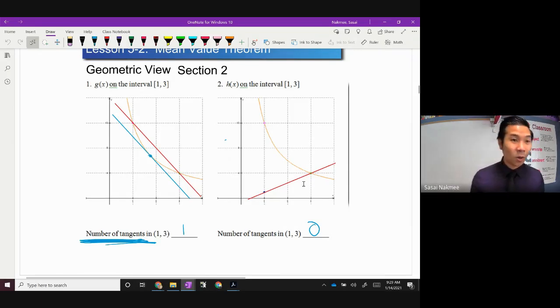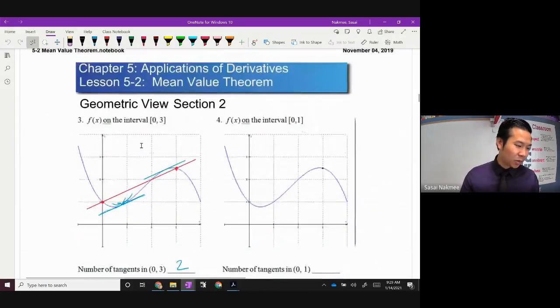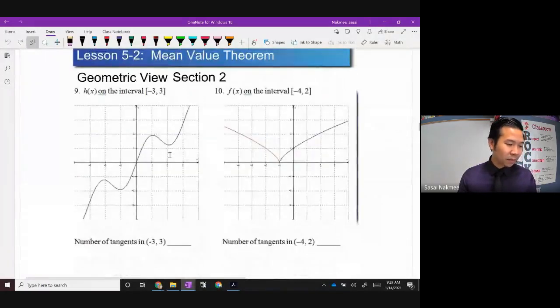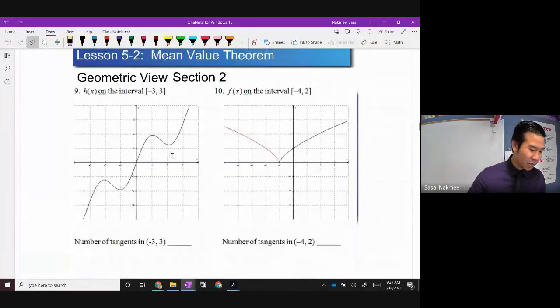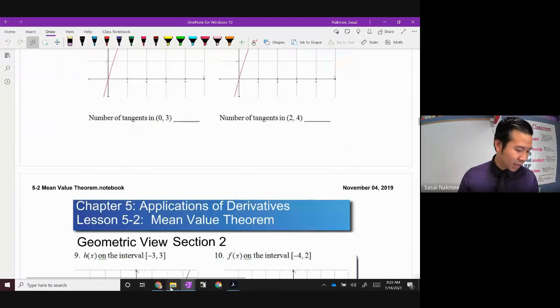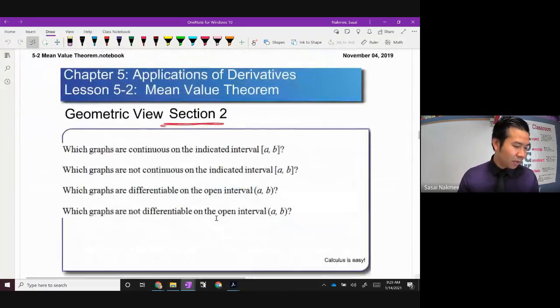And then I had you guys, hopefully you did it for homework, go through from 1 all the way down to 10 and figure out how many tangent lines were there. We're going to go over that as a class. But before that, I want you guys to answer these questions right here. This one doesn't even talk about how many tangent lines there are, but instead asks, can you tell which graphs are continuous and which graphs are not continuous? So that's what we're going to do right now.